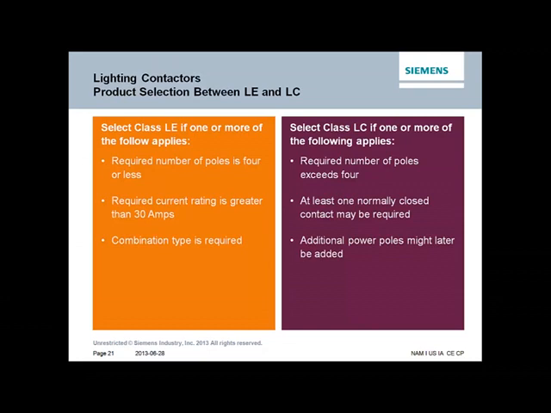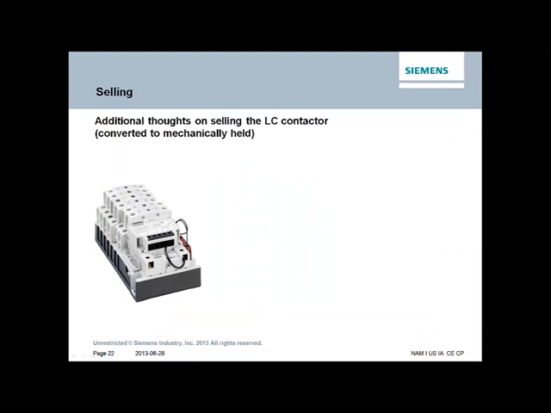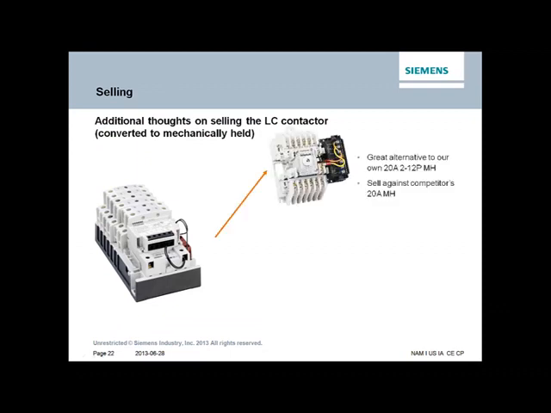Or, if you might need a mechanically held lighting contactor, you might want to go with the Class LC versus one of our conventional mechanically held contactors such as the Class CLM. Now, speaking of mechanically held, you may want to consider the Class LC in lieu of our CLM, whether it is a 20 amp contactor or a 30 amp CLM contactor. And of course, you may want to consider the LC over the competitor's mechanically held contactor. So again, the LC is very innovative. It can be used as either electrically held or mechanically held.